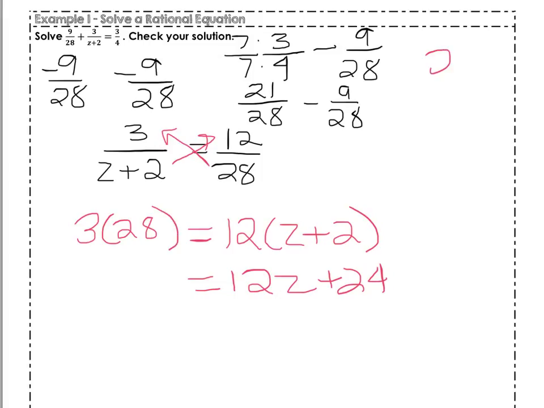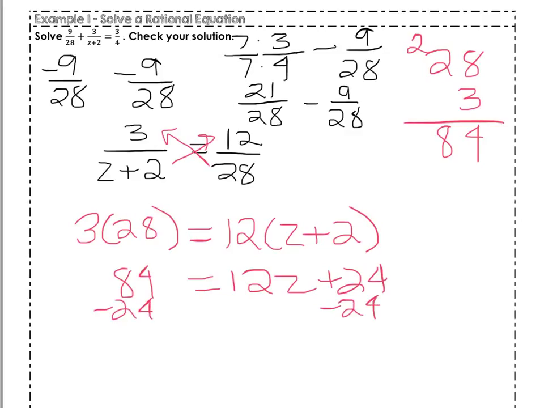Just to prove a point here that we do not need calculators in this classroom. 8 times 3, that's 24. Carry the 2. 2 times 3 is 6. 6 plus 2 is 8. 84. Now I'm going to subtract 24 from both sides of my equation, leaving me here now with 60 is equal to 12z.